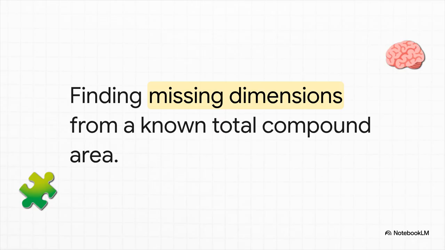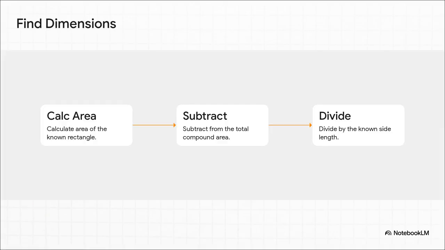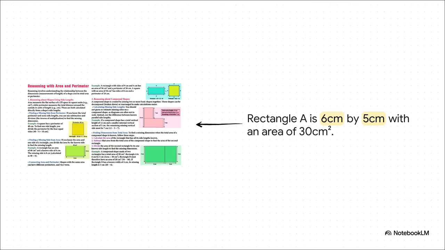Now for the ultimate puzzle. How do you find a missing dimension using just the total compound area? Here's your 3-step attack plan. Calculate the known area, subtract from the total, then divide. Simple. If our total compound area is 50, first calculate rectangle A.